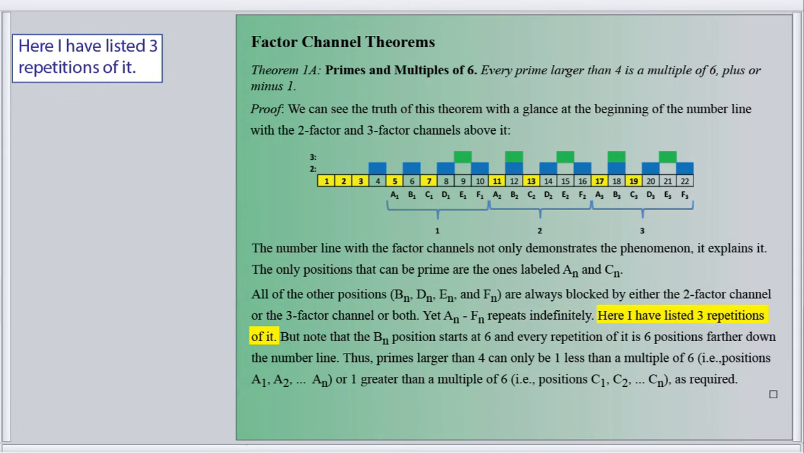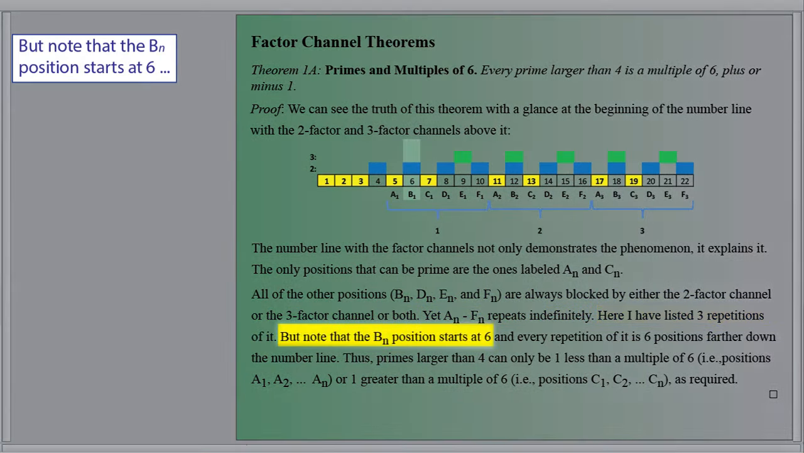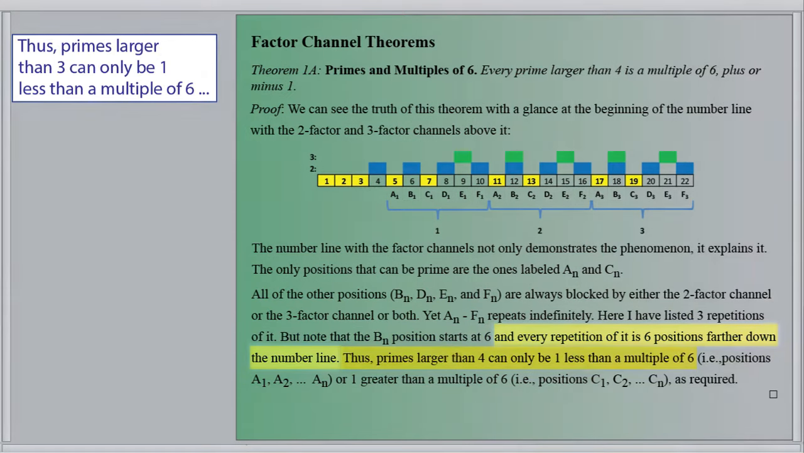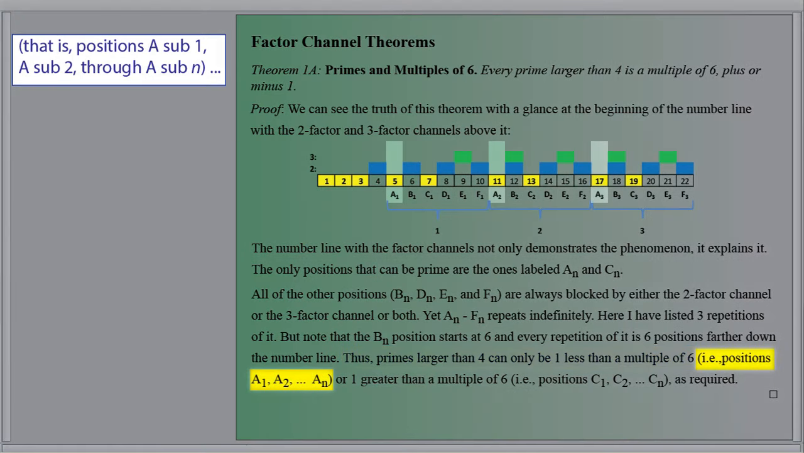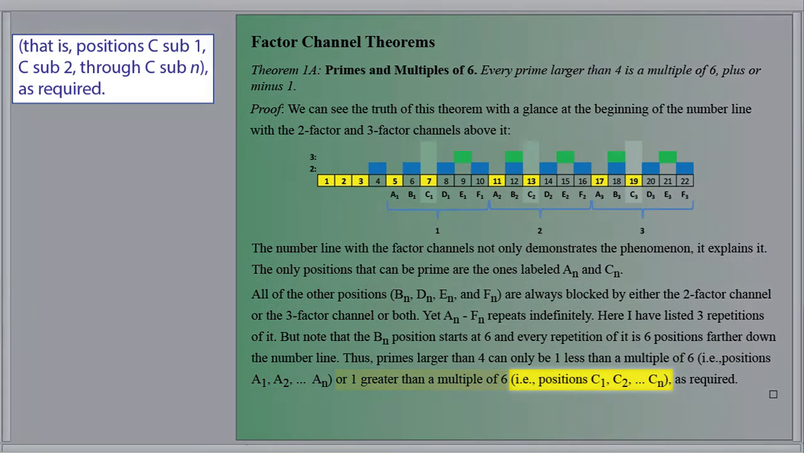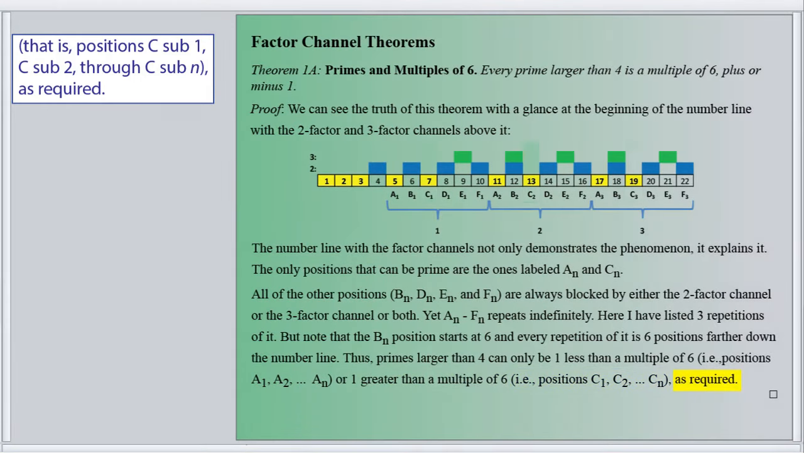Here I have listed 3 repetitions of it, but note that the B position starts at 6, and every repetition of it is 6 positions farther down the number line. Thus primes larger than 4 can only be one less than a multiple of 6, that is, positions A sub 1, A sub 2 through A sub n, or one greater than a multiple of 6, that is, positions C sub 1, C sub 2 through C sub n as required.